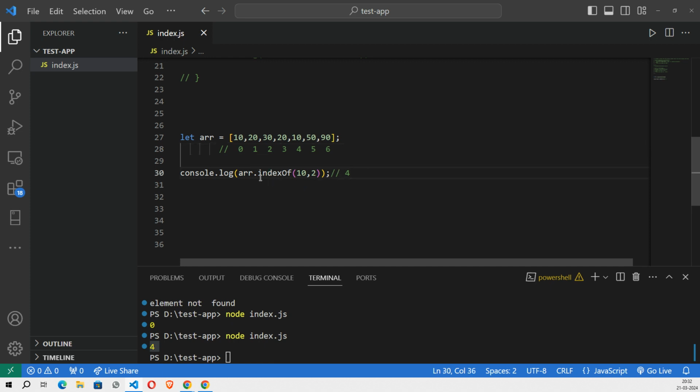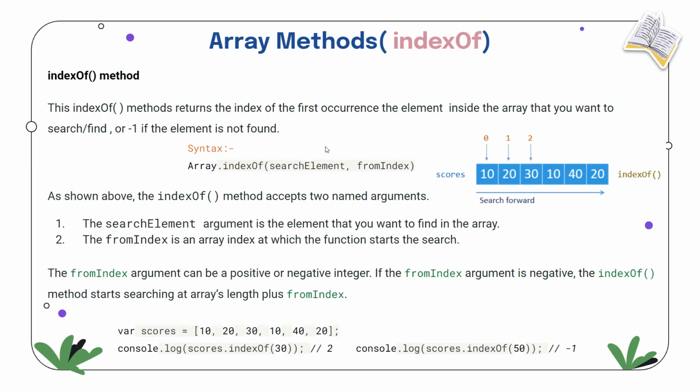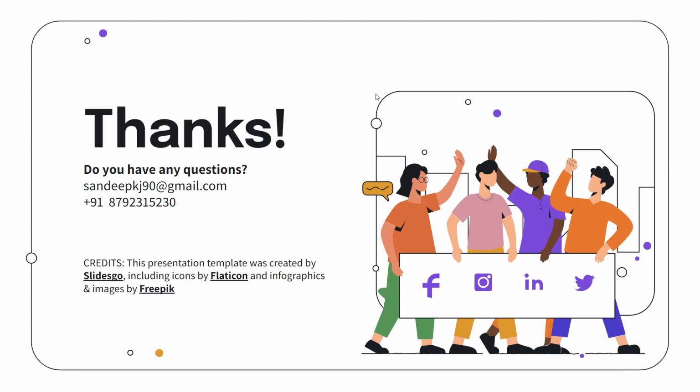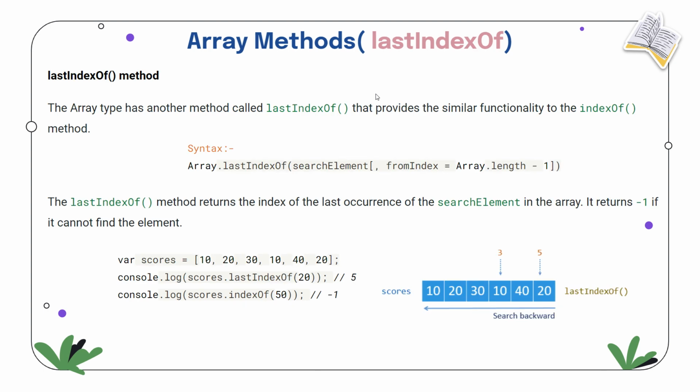So next we have similar to index of, the last index of. Just now we have checked starting from first, right? So now we have one more method which will give us the last index. Means what is the last index of that element?